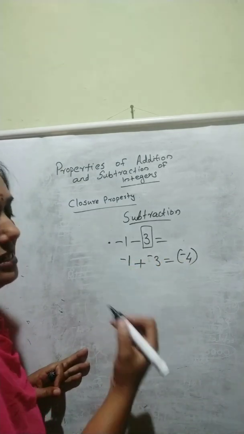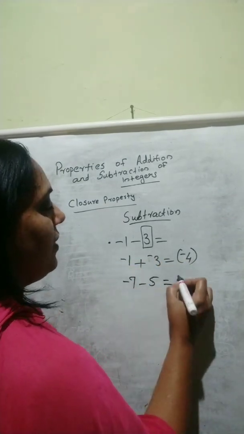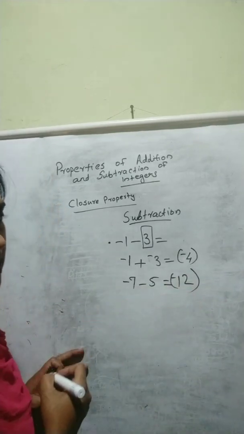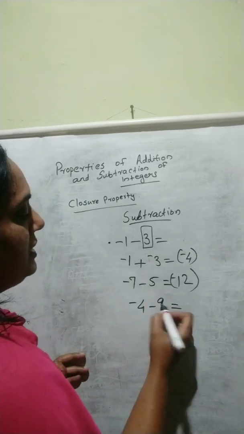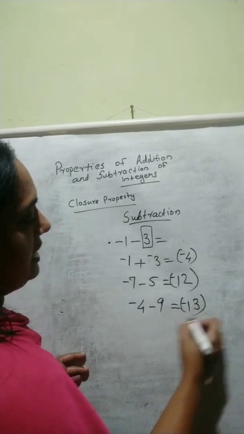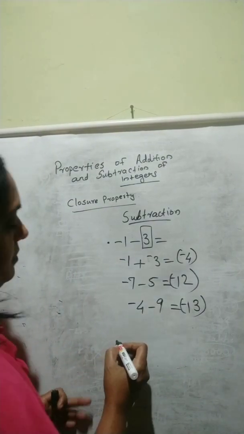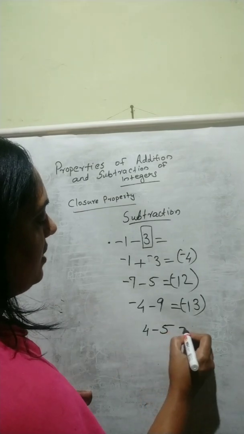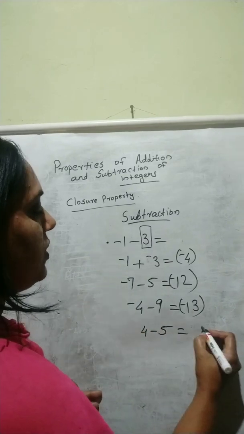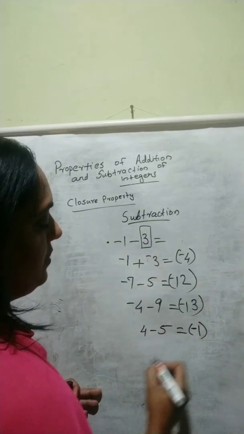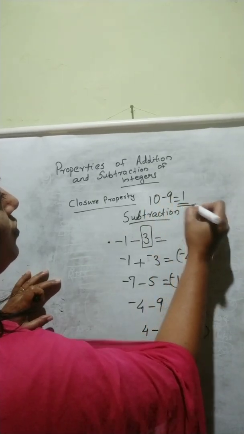Actually, we can write this one as very easy. That is -7 minus 5. 7 plus 5, 12. Keep the negative sign. Then -4 minus 9. 4 plus 9, 13. Then keep -13. Okay. Then 4 minus 5. Here 5 is greater than 4. So 5 minus 4 is equal to 1 and this will be negative. Okay. Then 10 minus 9. That is equal to 1.